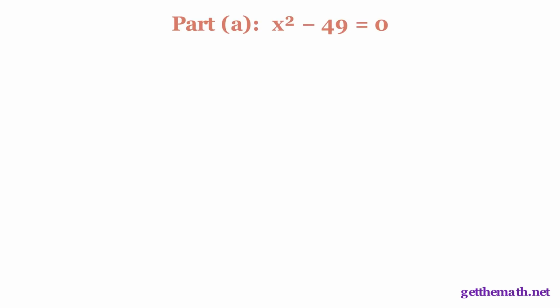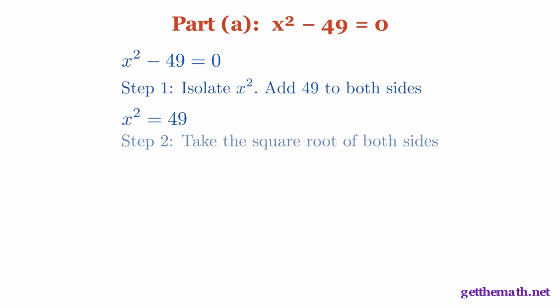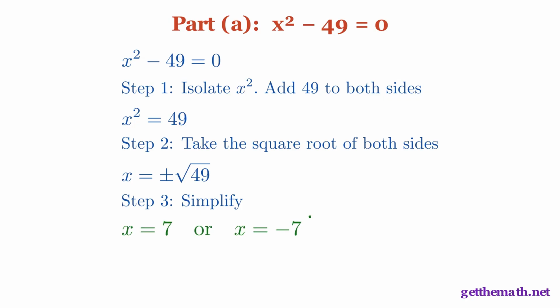Part A, solve x squared minus 49 equals 0. Step 1, isolate x squared. Add 49 to both sides. X squared equals 49. Step 2, take the square root of both sides. X equals plus or minus the square root of 49. Step 3, simplify. The square root of 49 is 7. X equals 7, or x equals negative 7.